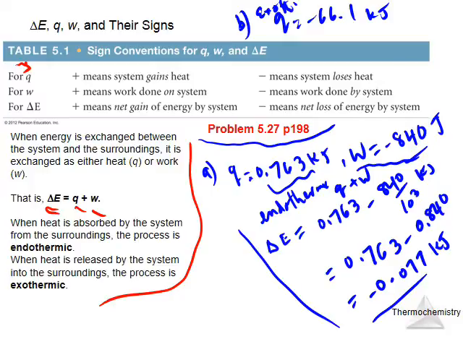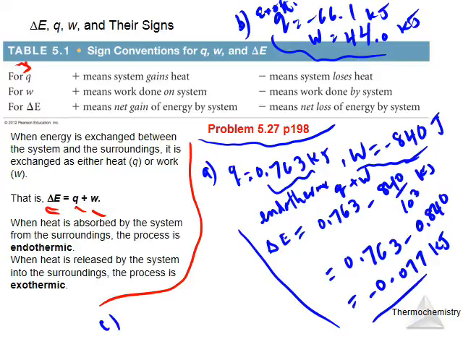So in part B, they're saying that the system releases 66.1 kilojoule of heat to the surroundings, while the surroundings do 44.0 kilojoule of work. So W is positive 44.0 kilojoule. So basically you add these two quantities to get the delta E value, or change in internal energy. Let's do part C now.